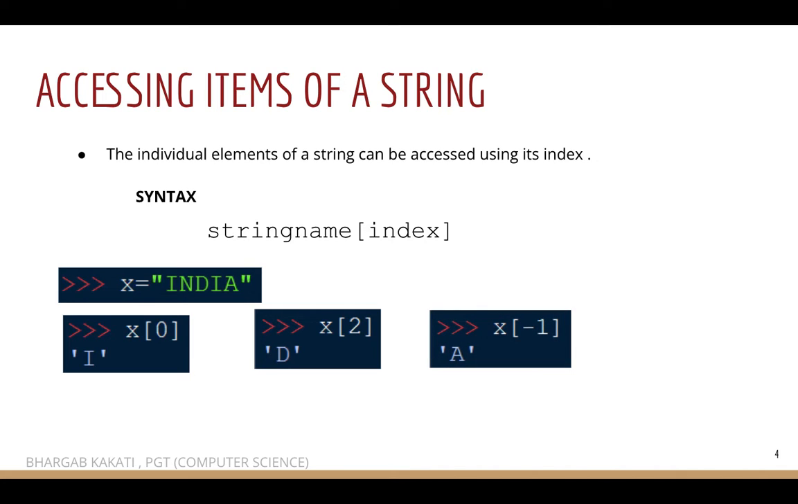So if I write x[-1], as you already know, the negative index begins from the right-hand side. x[-1] means whichever character is present at index -1 will be returned and shown in front of you. So what is the character present at index -1? It is A, so A is returned. If I write x[-3], the character at index -3 will be returned, which is D in this case.